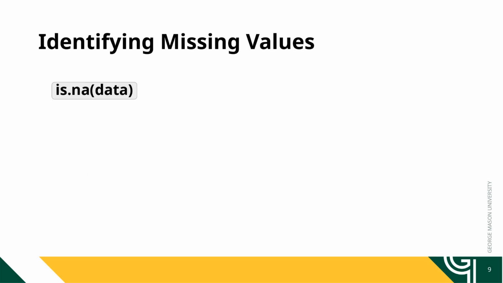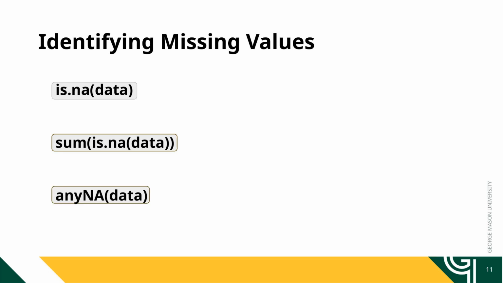Basic functions to detect missing values in R: is.na returns a logical vector of TRUE for missing values and FALSE otherwise. sum(is.na(data)) counts the total number of missing values. anyNA(data) returns TRUE if there are any missing values in the dataset.